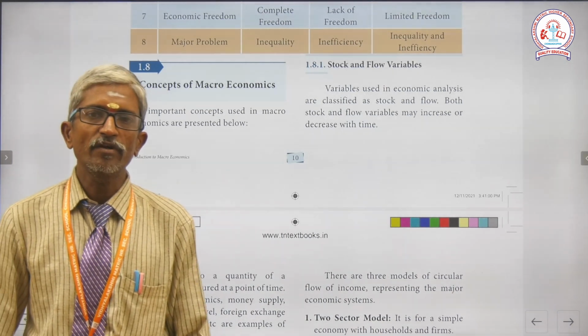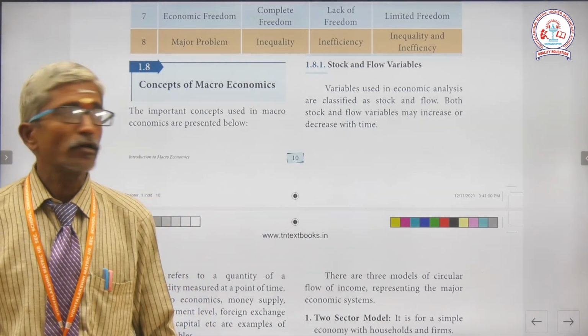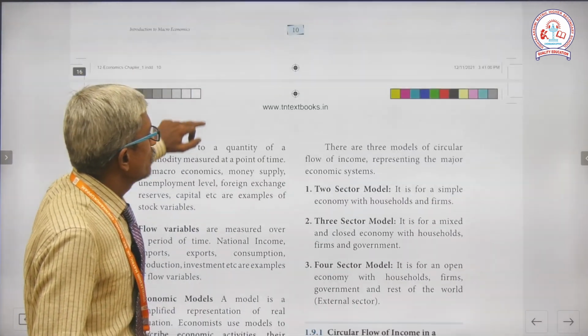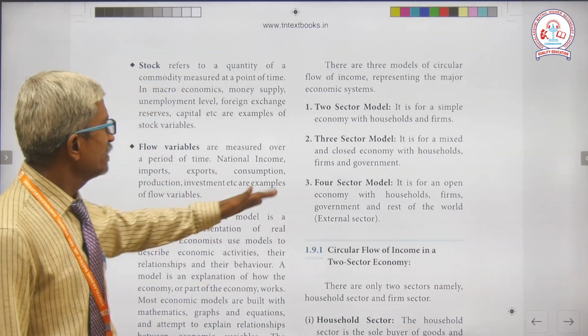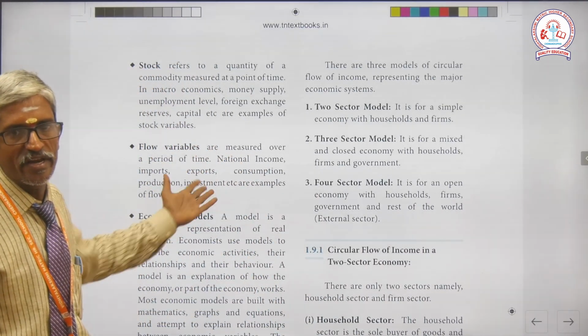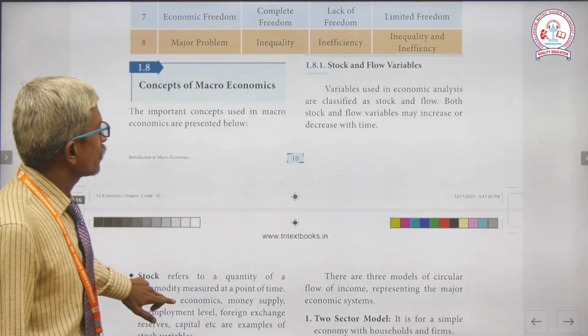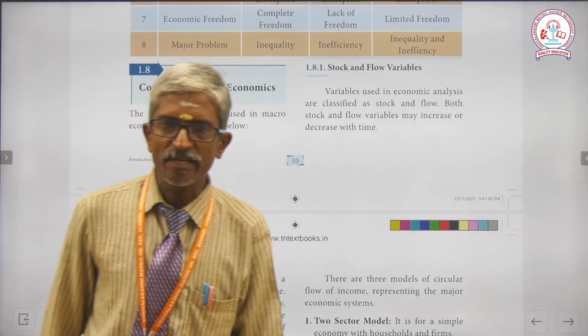Today the topic we are going to see is the concept of macroeconomics and, in continuation, the circular flow model. Okay, the initial terms you are going to see on the screen, the same I am going to explain here. Only these two pages, page number 10 and page number 11.